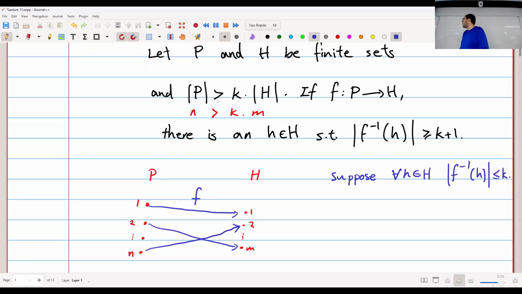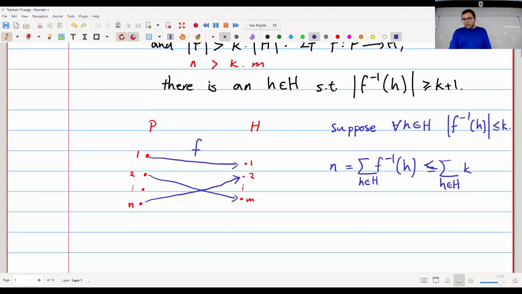So how many pigeons can I have in total? I can just count the number of pigeons in hole 1, and then add the number of pigeons in hole 2, number of pigeons in hole 3, and so on. So the total number of pigeons, n, should be the sum of the number of pigeons in each of the holes. So sum of f inverse of h, where h is in H, okay? But we are assuming that each one of these is at most k. So I would say this is the sum over h in H of k, actually less than or equal, right?